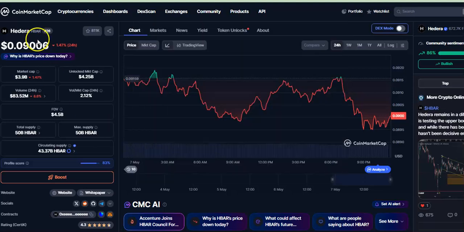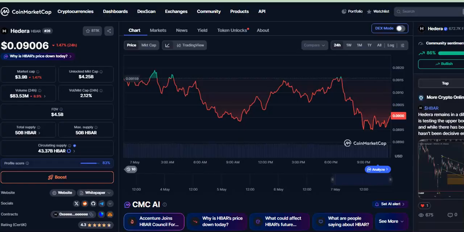So you can see the current price is $0.9006. It is down by 1%. Rank is around 26. Around 811k users are following this cryptocurrency. Market cap is 3.9 billion. Volume in 24 hours is 83 million, and total supply is 50 billion and maximum supply is 50 billion.